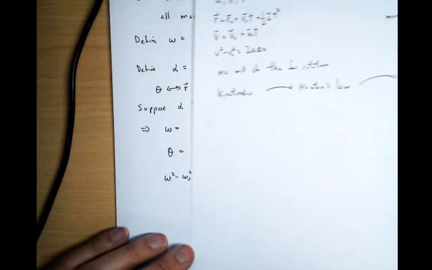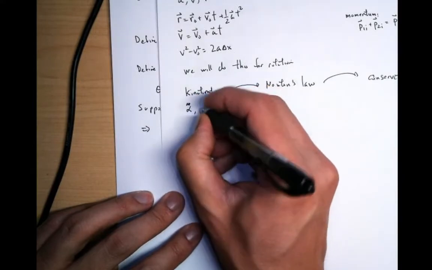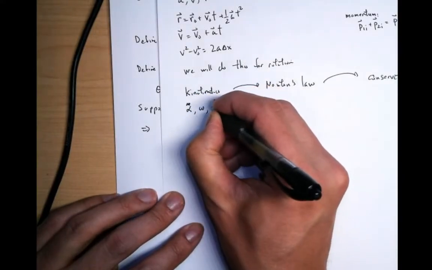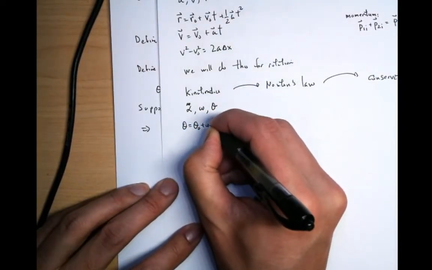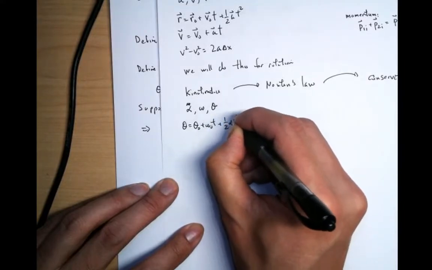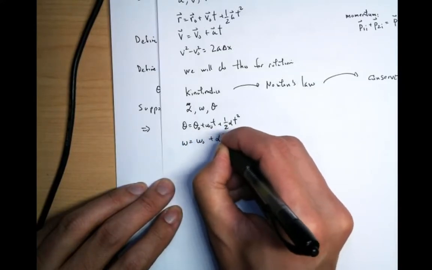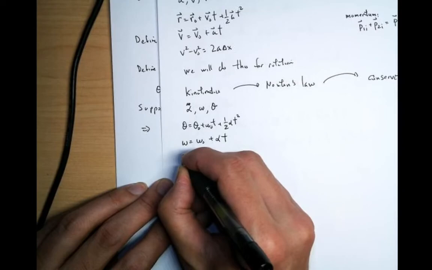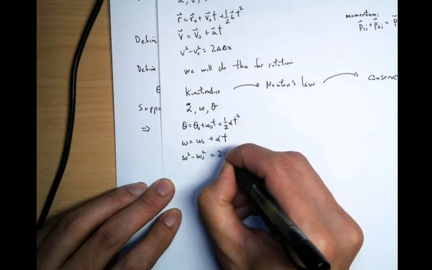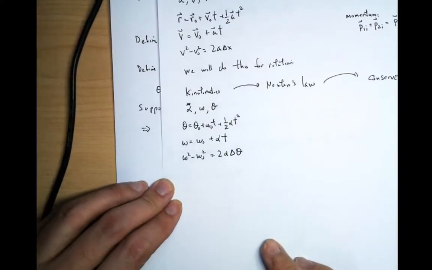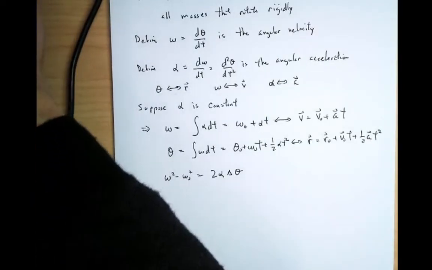So the kinematic part is we're left with alpha, omega and theta. Theta is equal to theta 0 plus omega 0 t plus 1 half alpha t squared. Omega is equal to omega 0 plus alpha t. And finally we have omega squared minus omega 0 squared is equal to 2 alpha delta theta. So this thing matches exactly with that. That's the first piece of it.